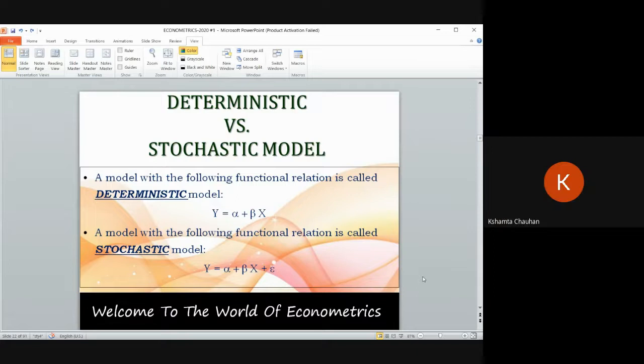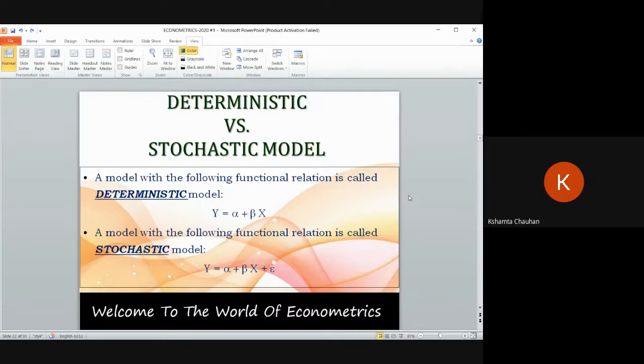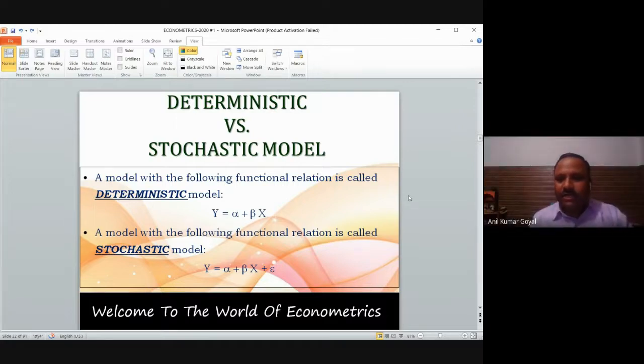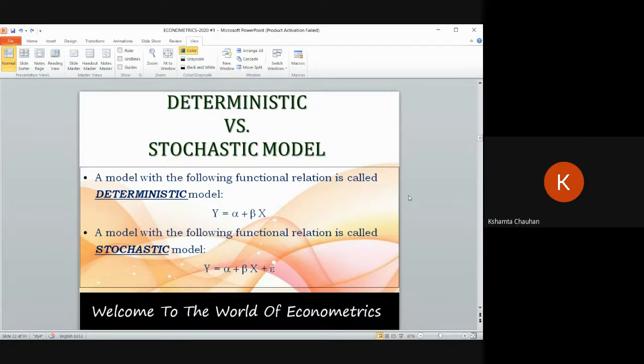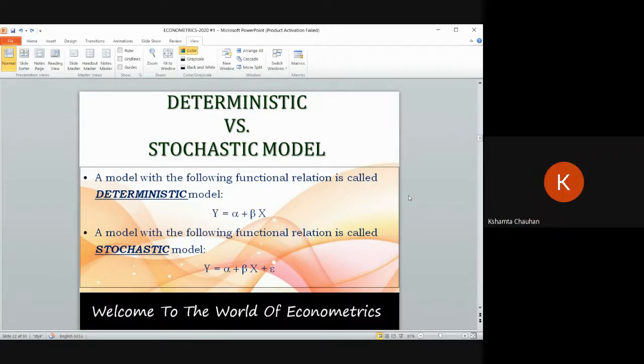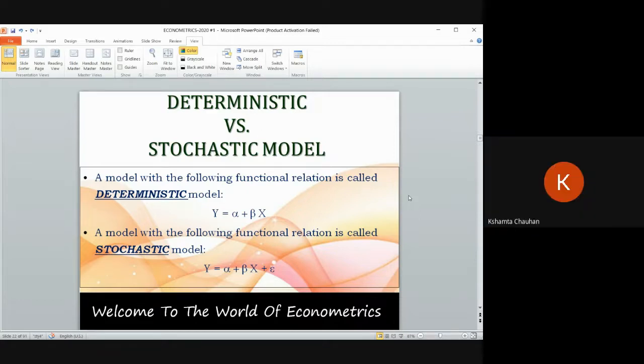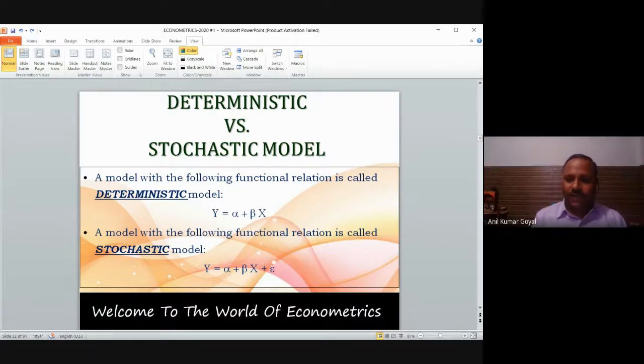Shanta madam? Yes. Deterministic does not have an error term, so it means the population data, where we are sure of the results. Okay. And in stochastic we have error terms. Having an error term means there may be some other factors also which can influence the relationship. Okay. Very good.